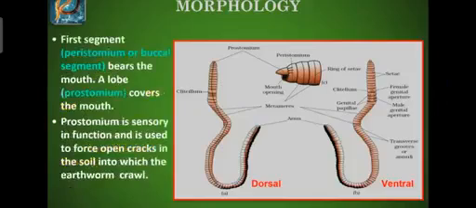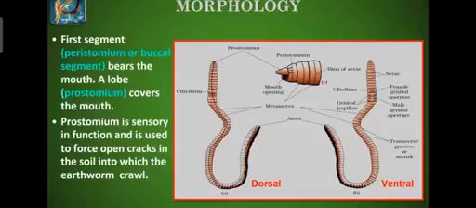In the middle picture you can see the first segment, it is called peristomium. Peristomium is the first segment, and it bears the mouth. Mouth is present, and that mouth is covered by a lobe-like structure. That lobe-like structure is called prostomium. Clear? Don't get confused here.